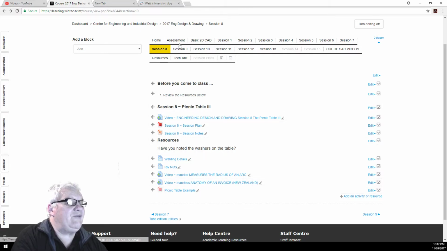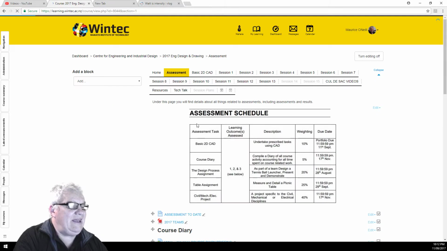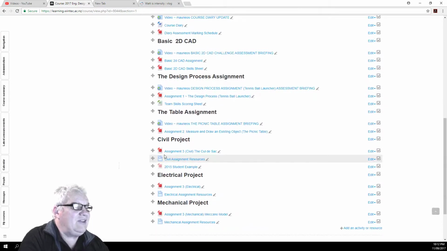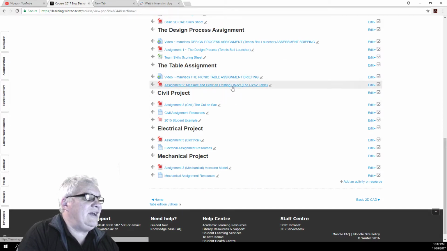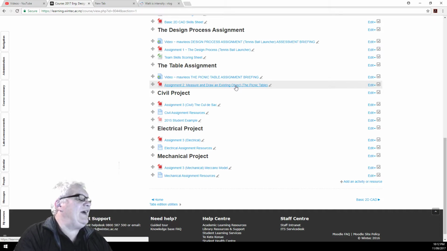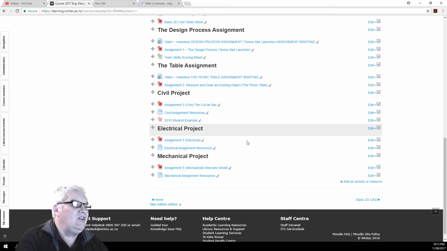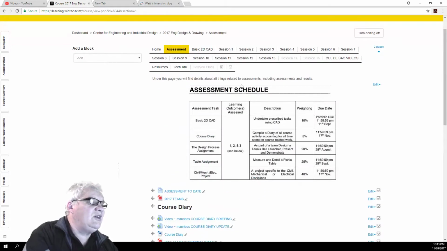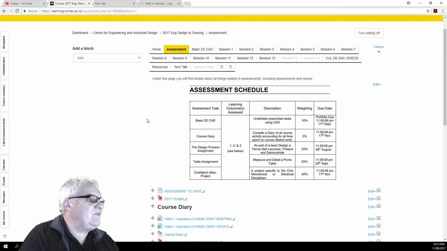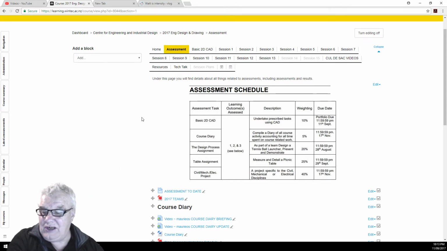So that's all there. If we go to the assessment tab here, you'll see that the table assignment is there. There's a briefing there, and that's the actual assignment hard copy there. So yeah, I think in the way of a briefing, I don't think there's too much more that we need to look at, really. I think that's covered everything I want to say.